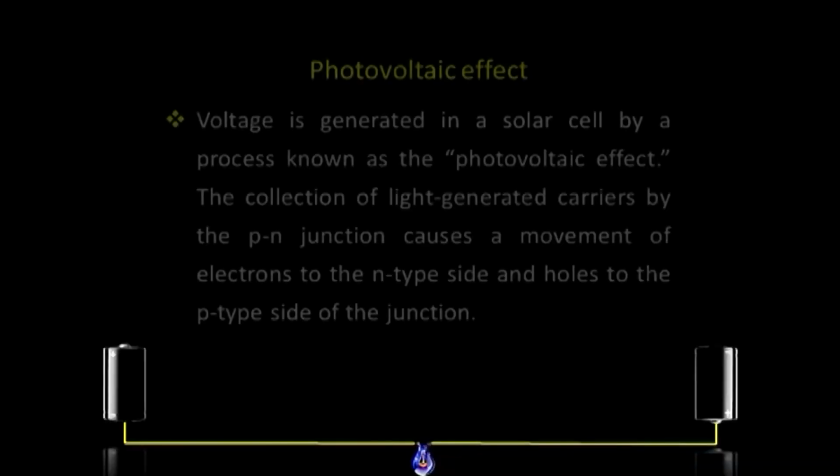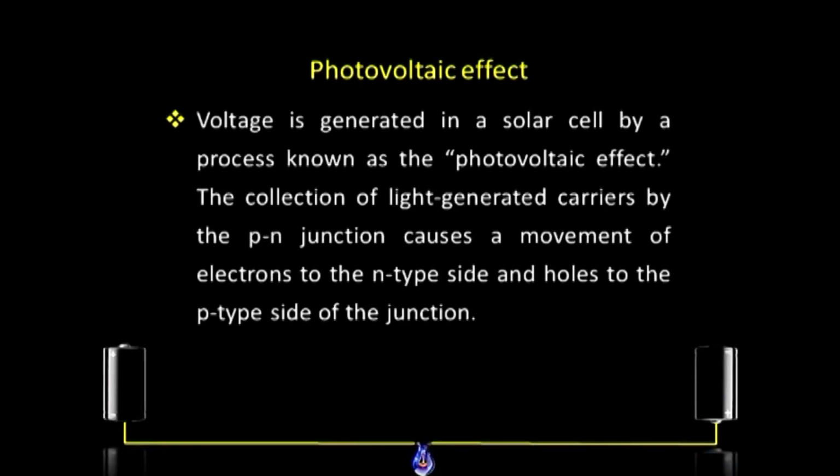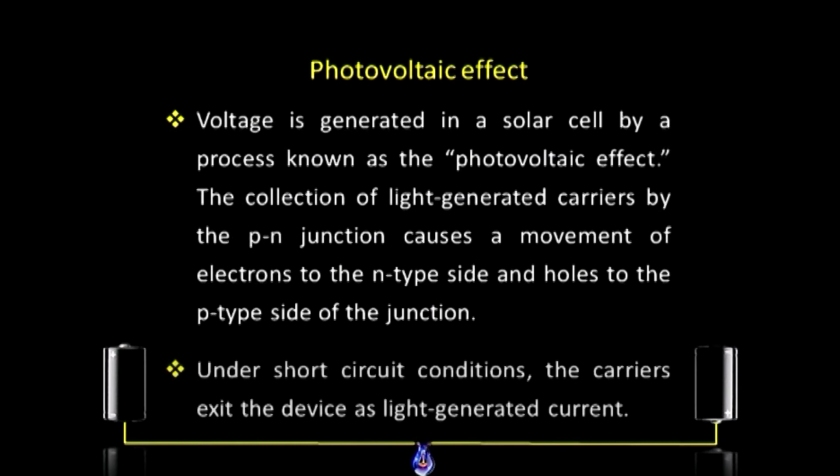In order to generate power, a voltage must be generated as well as current. Voltage is generated in a solar cell by a process known as the photovoltaic effect. The collection of light generated carriers by the P-N junction causes a movement of electrons to the N-type and holes to the P-type side of the junction. Under the short circuit conditions, the carriers exit the device as light generated current.